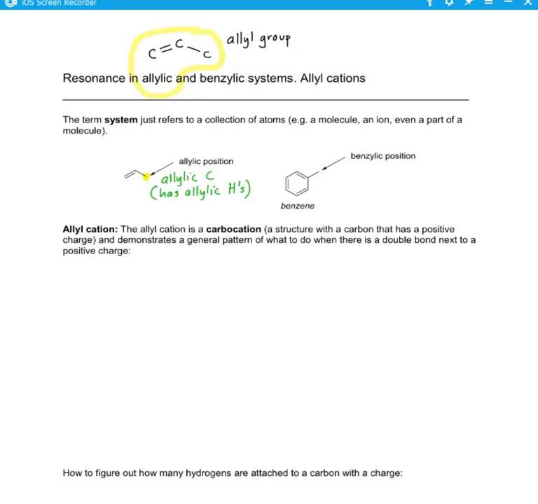Okay, so let's look at an example over here. So here's a molecule that has a double bond in it. Any carbon that's directly attached to a double bond carbon is an allylic carbon. So in this structure, we have these 3. These are all allylic. So the highlighted carbons are allylic carbons.